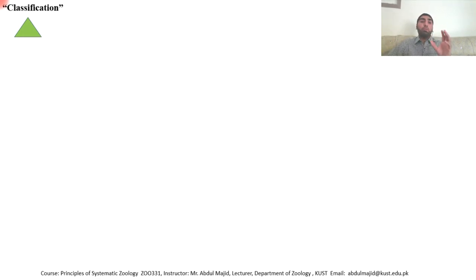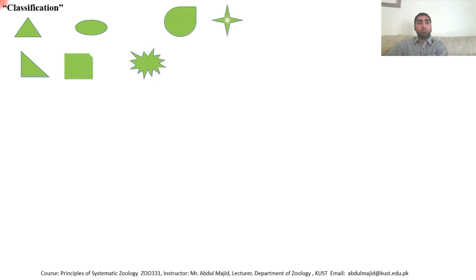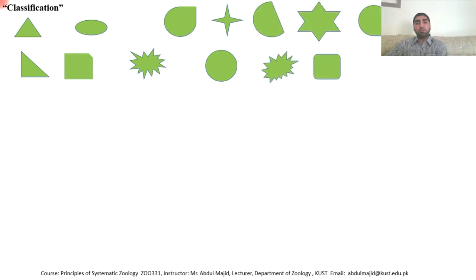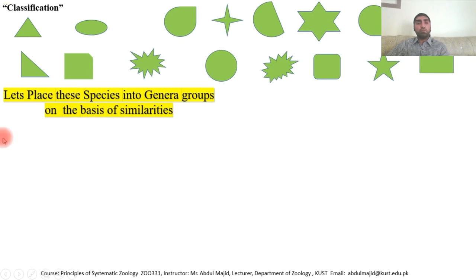For example, we have objects like this triangular shape. This is also a triangular shape. So, the spherical shape. These are the rectangular shapes. So we have the star shapes. So we have these different objects. Okay. Now we have these different objects. We are not talking about the species, the animals. We are just talking about objects.